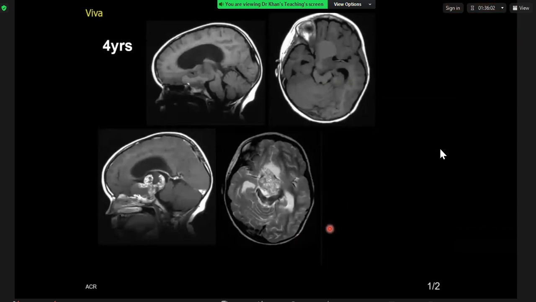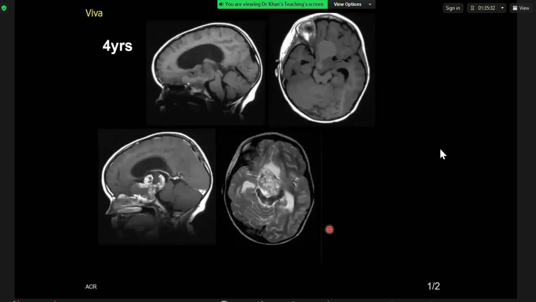Okay. So I'm provided with the multi-sequential images of MRI, sagittal and axial slices, and I can see there is a heterogeneous lesion involving the suprasellar region, mostly involving the pituitary fossa. So it's partially cystic, as well as there is some solid component.